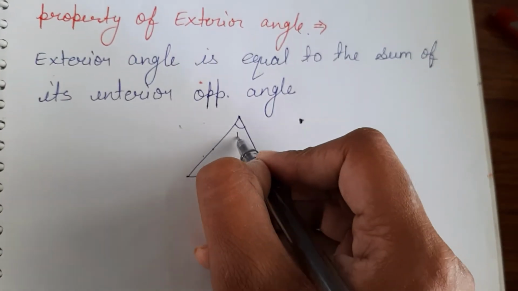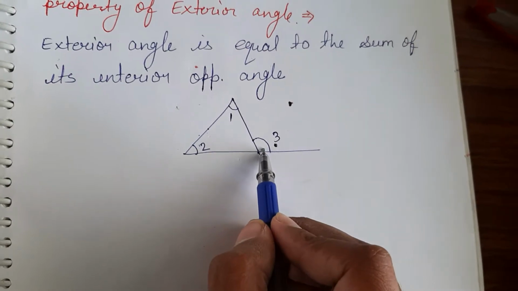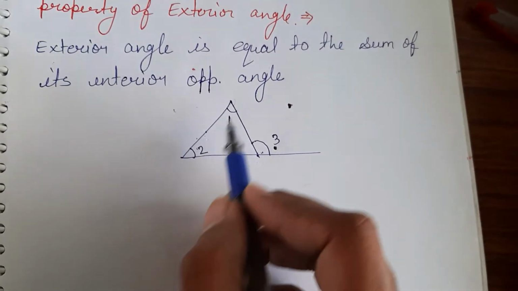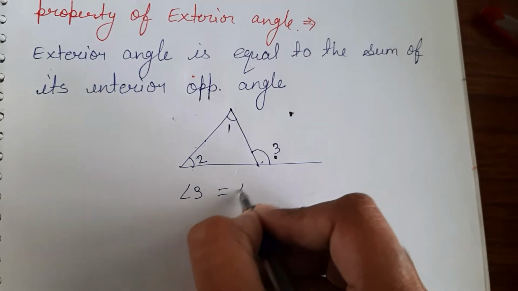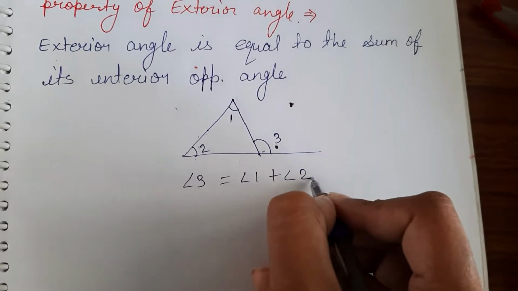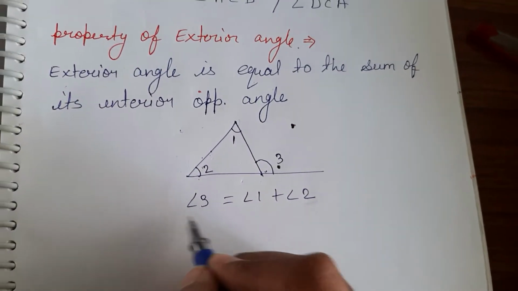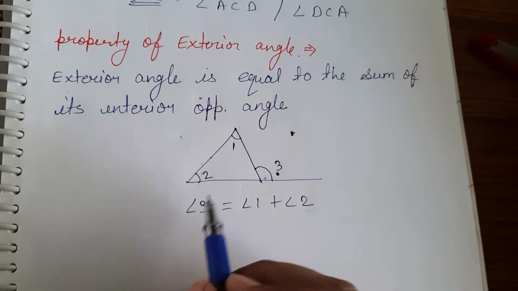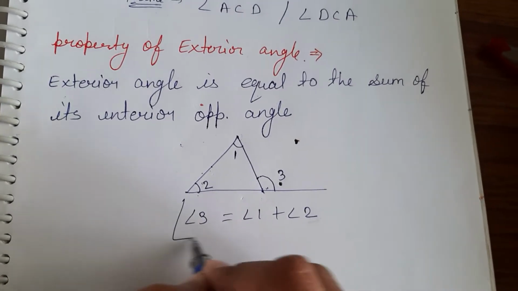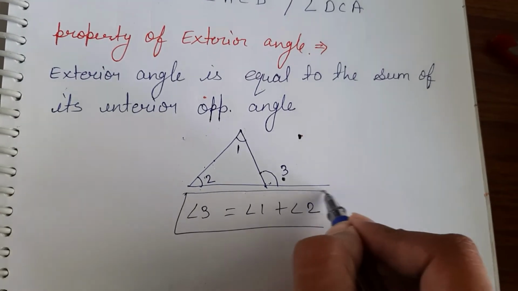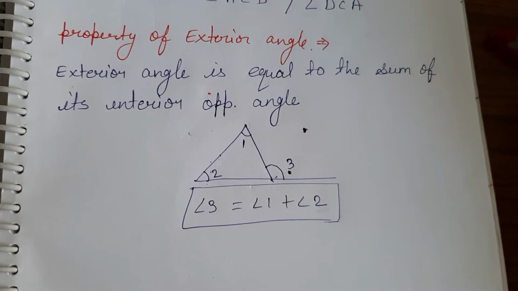Here I am giving the name 1 and here this angle number 2. So what is the exterior angle? Sum of its interior opposite angles. Now you can understand: angle 3 will be equal to angle 1 plus angle 2. Understand? Now is it clear? What is the exterior angle property? Sum of its interior opposite angles is equal to the exterior angle. This is the property of exterior angle. Clear? Next, what is the question?